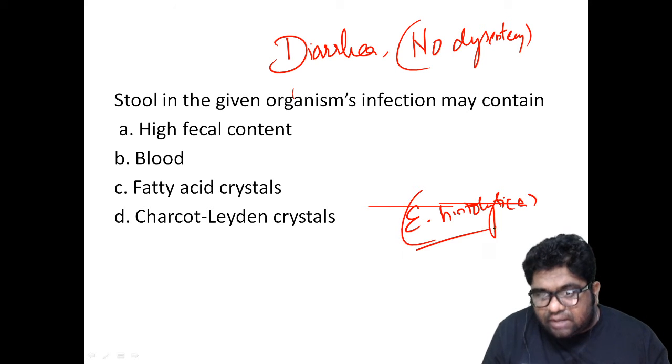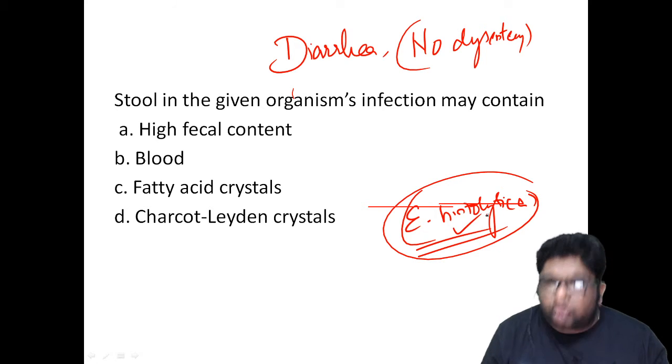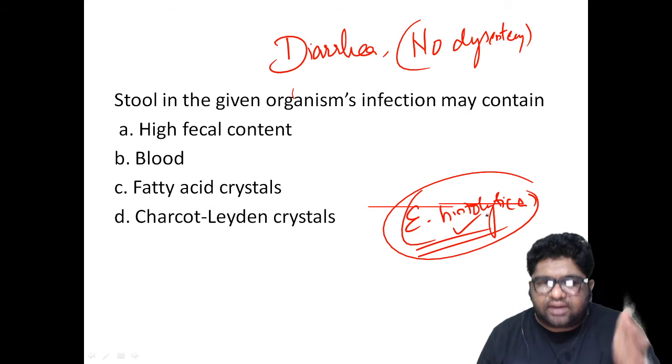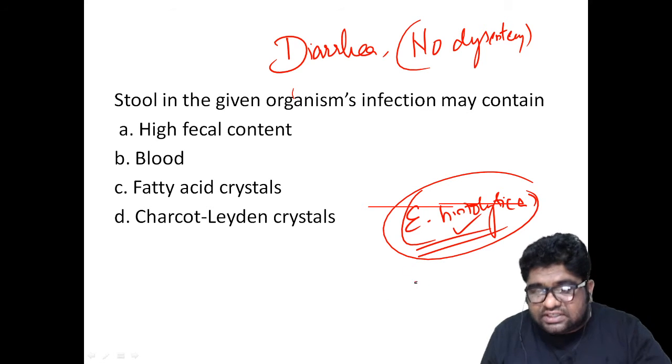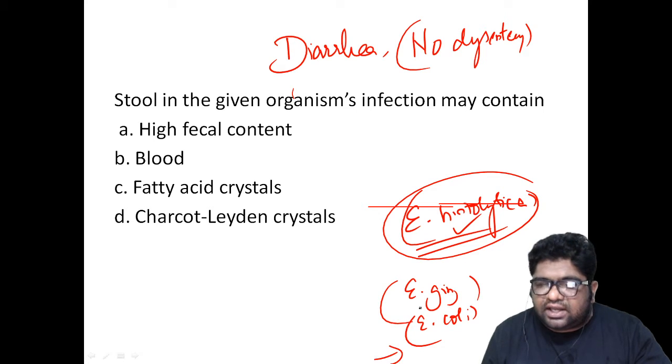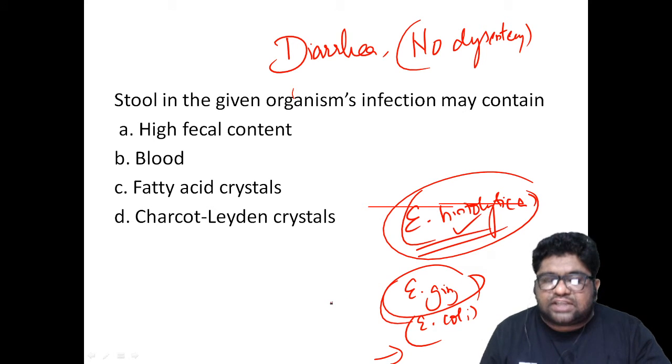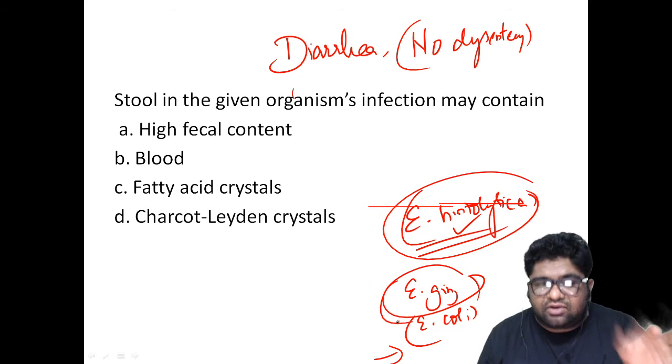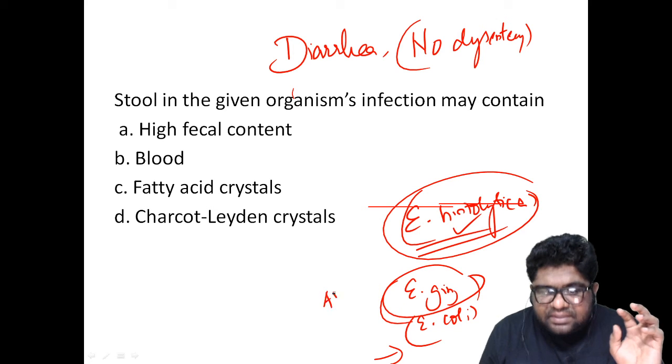Even in amoebiasis, only Entamoeba histolytica, histo, tissue, lytica, breakdown, is capable of causing dysentery, not even Entamoeba gingivalis or Entamoeba coli. They are capable of causing only diarrhea. And in fact, Entamoeba gingivalis is absolutely a commensal. It can never cause any kind of disease, even if a patient has AIDS.